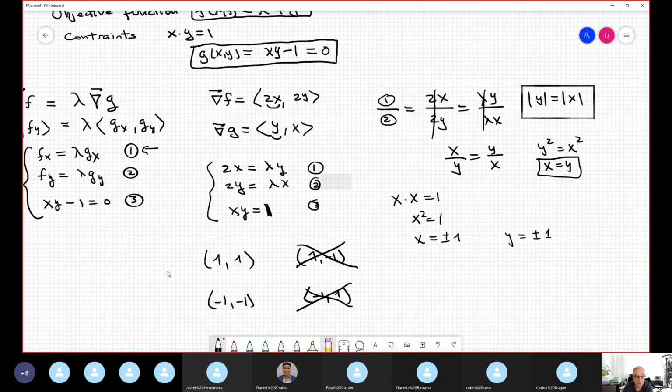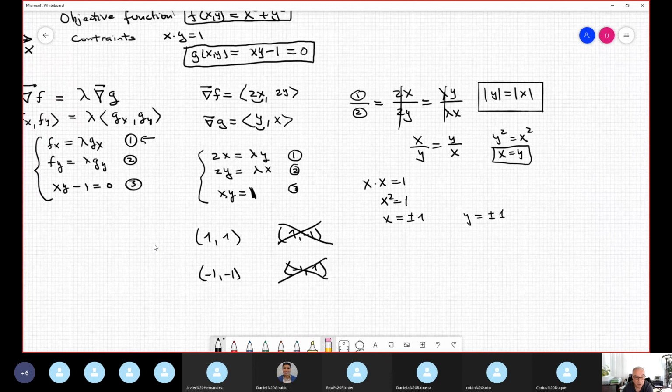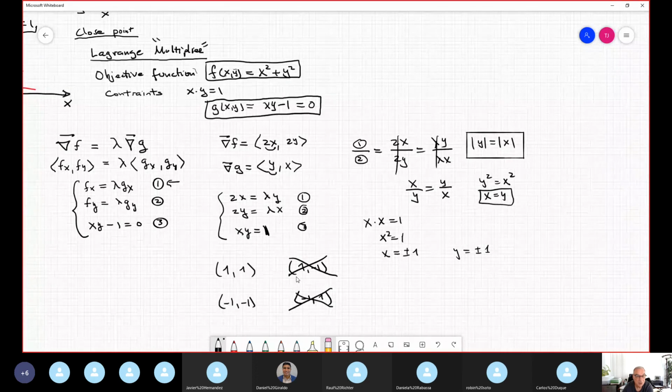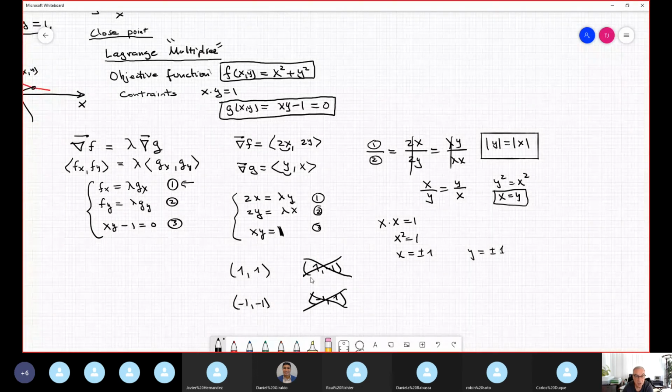Focus on this. Okay, so the point is 1, 1. But I determine who is the maximum and who is the minimum. Remember, we need the minimum, no? We need the minimum. In this case, what function? The objective function. I go to the objective function.